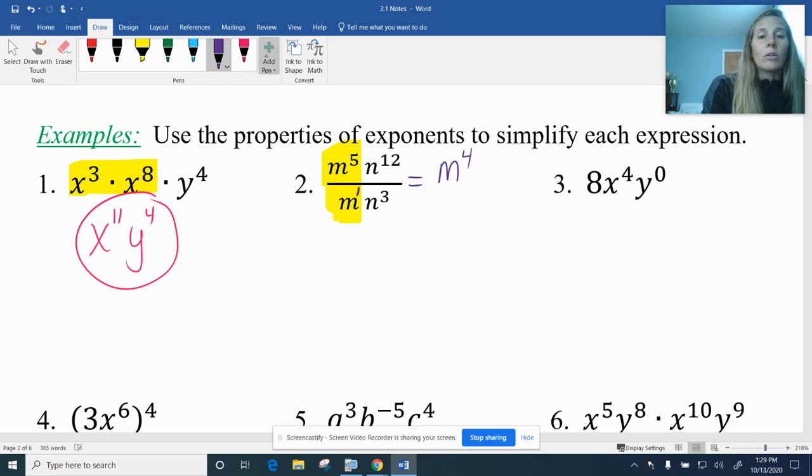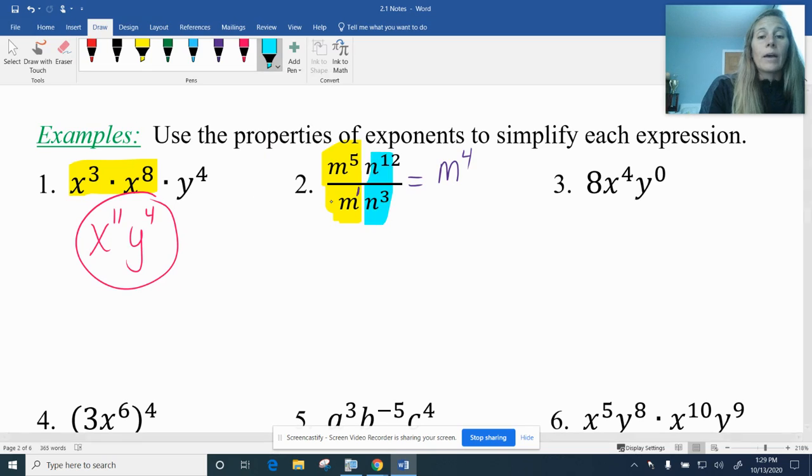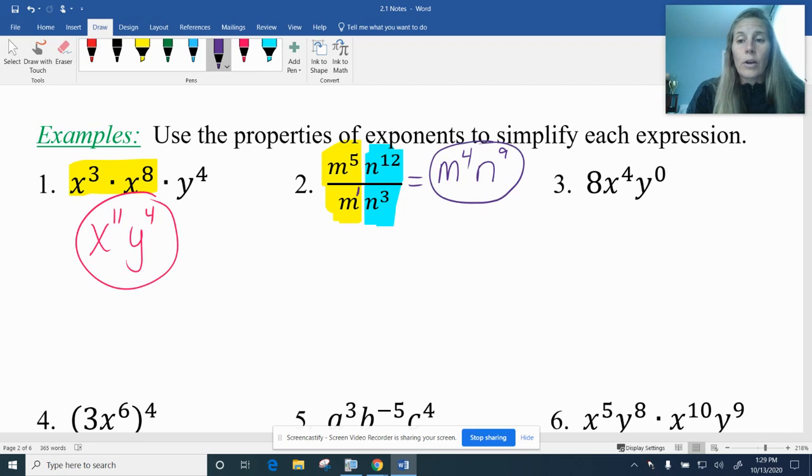And then when I take a look at my n values here, again, I have the bigger one on the top. So 12 minus 3 is going to give me n to the 9th. And I could put over a 1, but that's not really necessary. Okay, number 3, I'm going to cancel out my y and only my y because that's raised to the 0. But the 8x to the 4th are not raised to the 0, so those remain.